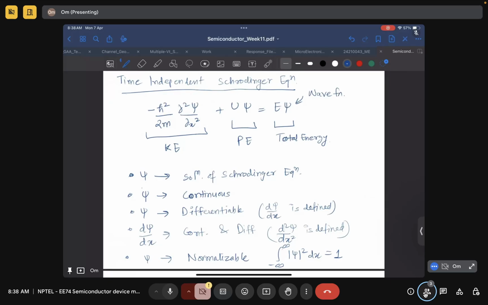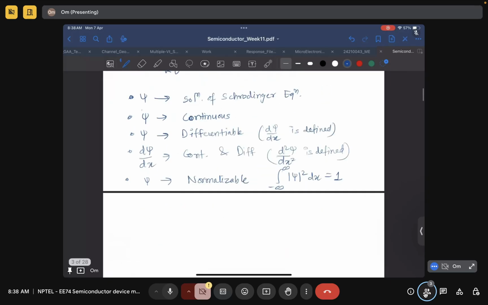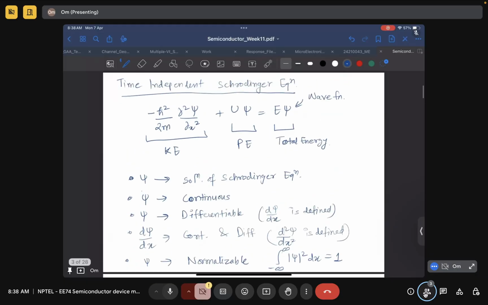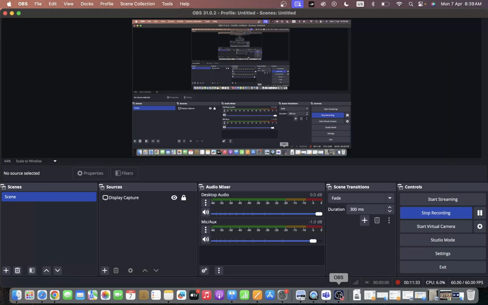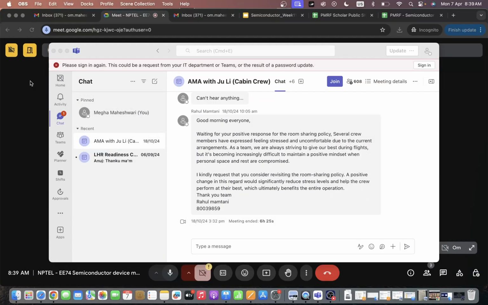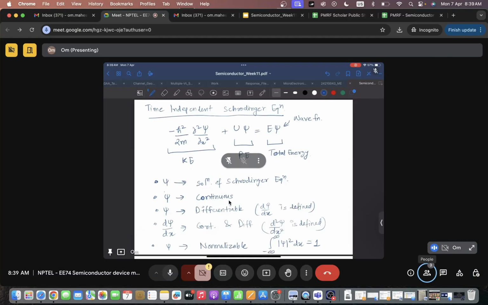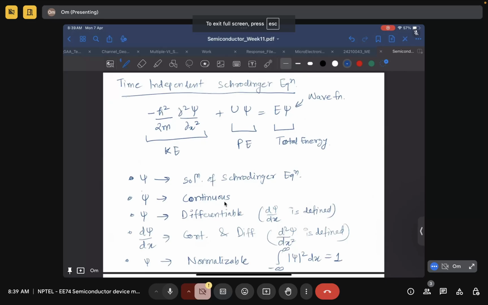So now let's try to solve the Schrodinger equation for a simple particle in an infinite well. There is no proof for Schrodinger's equation. So let's see how we can apply this for a particle in an infinite well.